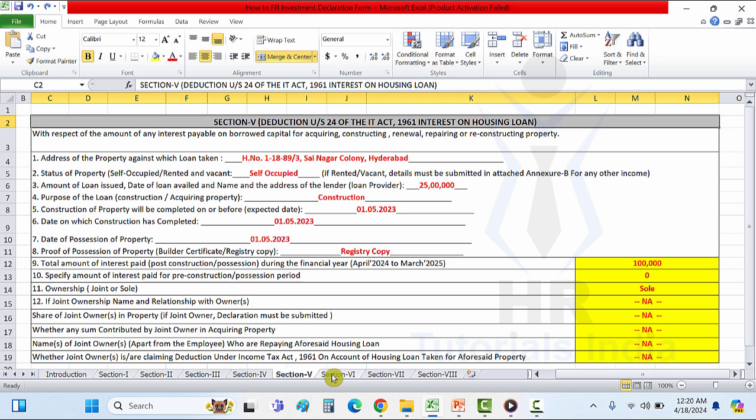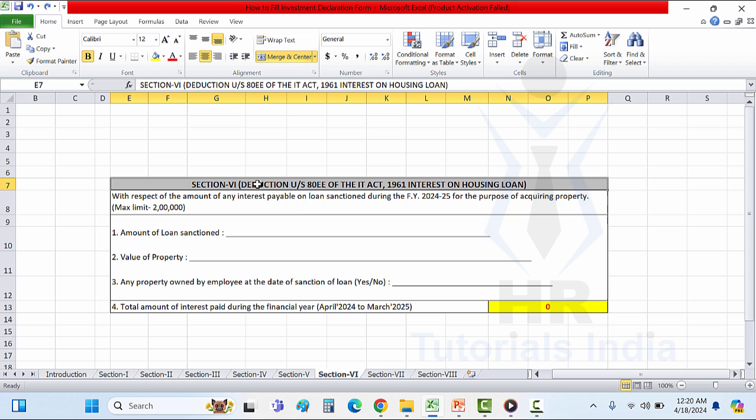Now let's move on to section 6. Section 6: deduction under section 80EE of the IT Act 1961, interest on housing loan. This also declares the maximum amount with respect to the housing loan. With respect to the amount of any interest payable on a loan sanctioned during the financial year for the purpose of acquiring property, the maximum limit is 2 lakhs, which means the maximum housing loan interest which can be exempted is 2 lakhs. Now let's fill the details.